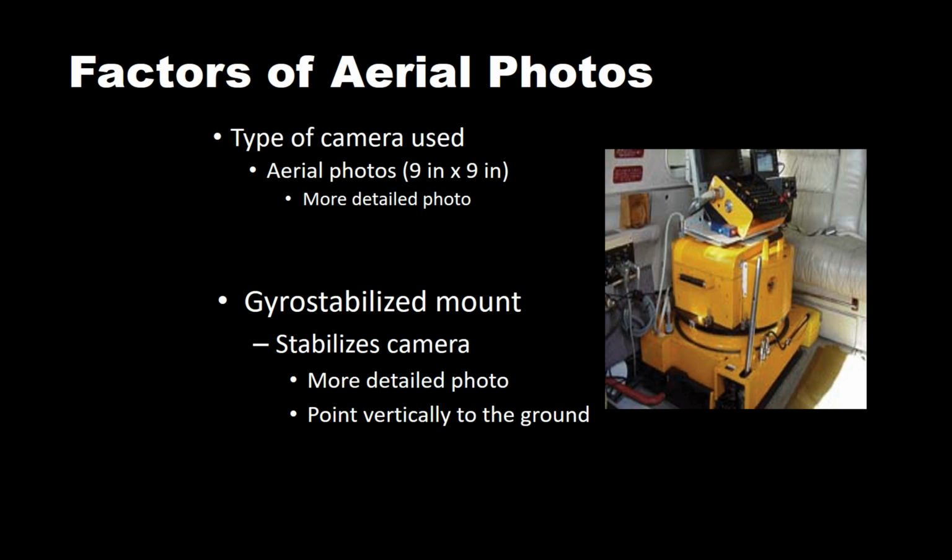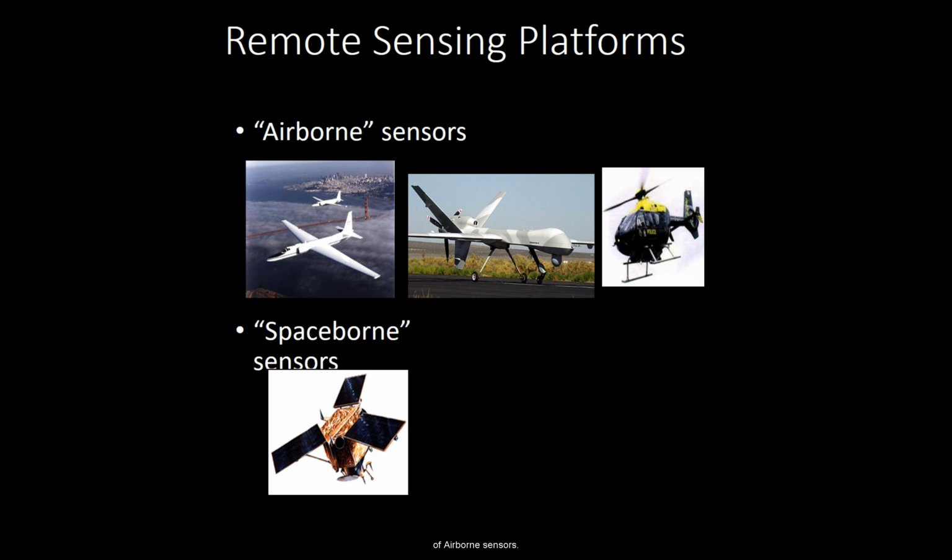So factors of aerial photos, literally when you have a plane flying over a certain area, the type of instrumentation is a gyro-stabilized camera that is focused and fixed over a literal hole in the bottom of the airplane. And so with this stabilization camera, you can get more detailed photos, and you can also point vertically to the ground itself to be directly overhead to try to eliminate some of the distortion that takes place. So we have different remote sensing platforms in the form of airborne sensors and spaceborne sensors itself.